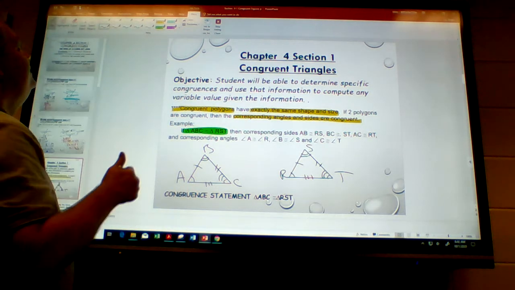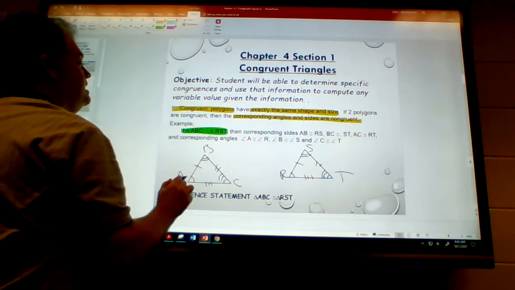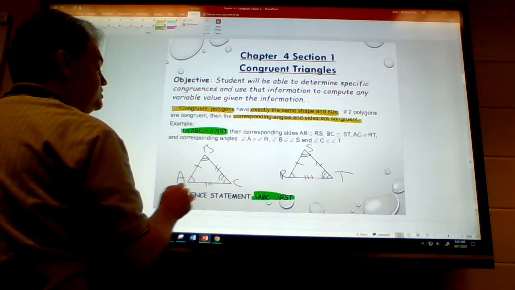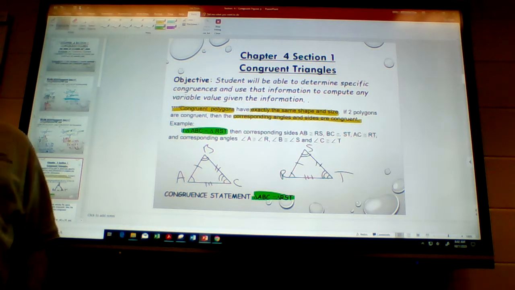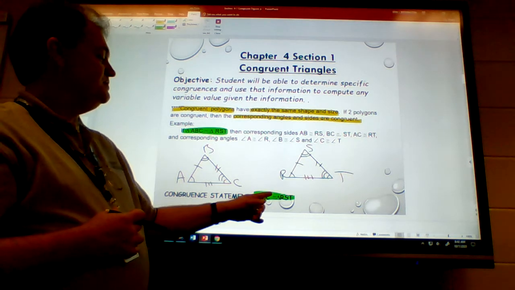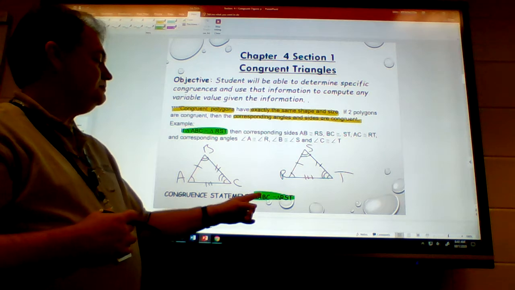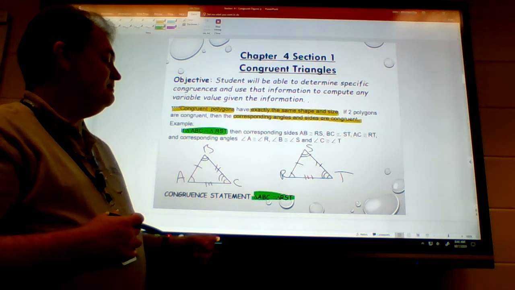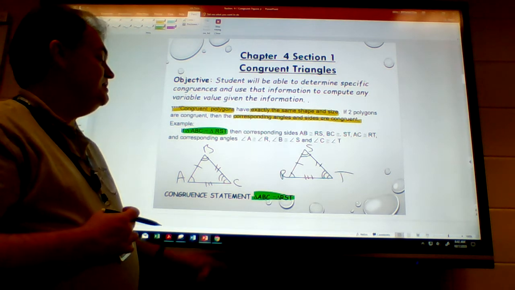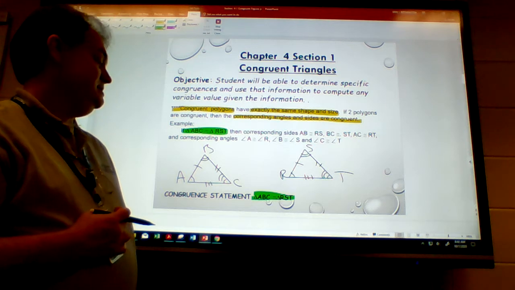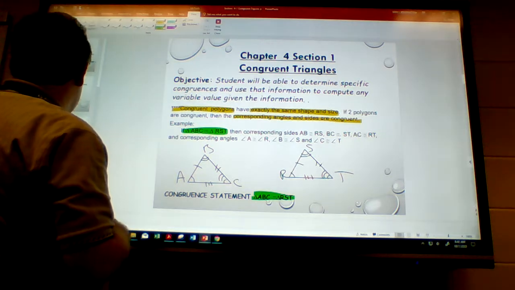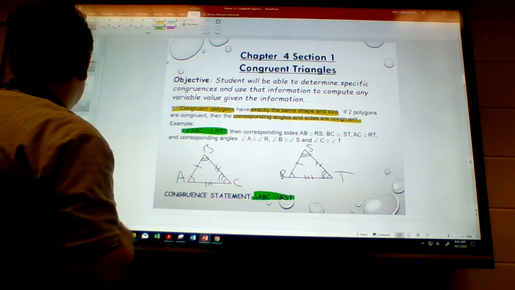All right, now, the big thing I want you to get out of this is the congruent statement. I highlighted it up here, but I'm also highlighting it down here. That's called a congruent statement. That tells you everything you need to know. A is first, R is first. Therefore, angle A is congruent to angle R. B is second, S is second. So therefore, angle B is congruent to angle S. C is third, and T is third. So therefore, C is congruent to T. So there you go. All right. And we'll talk more about that as the lesson progresses.